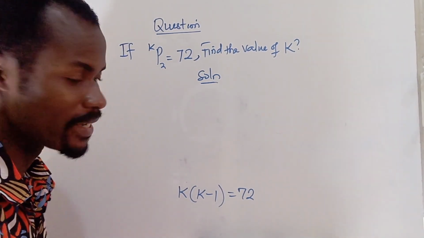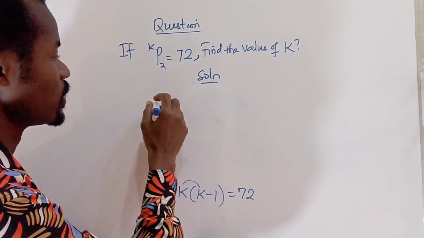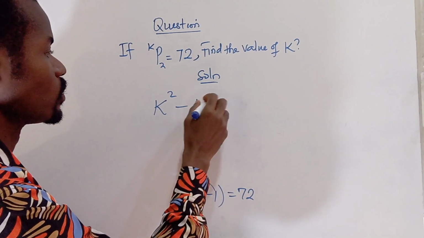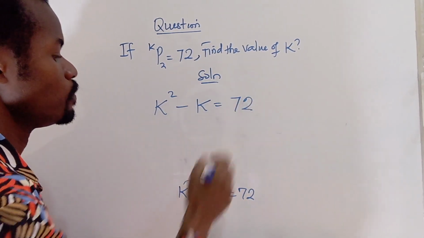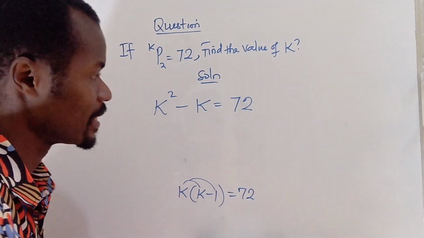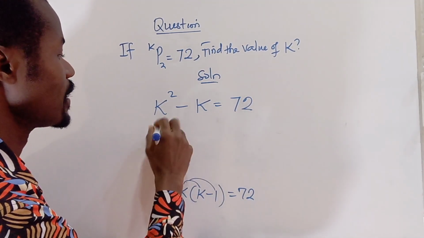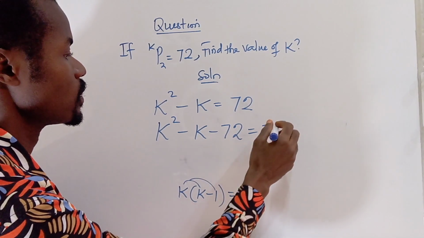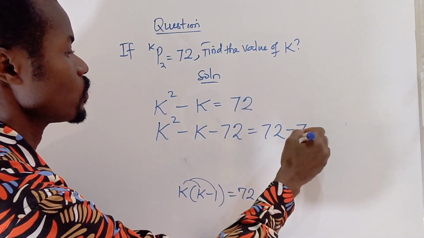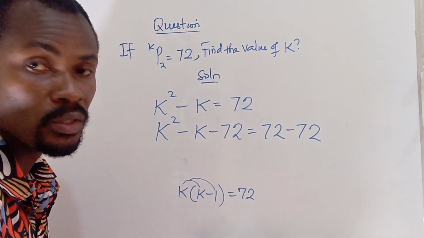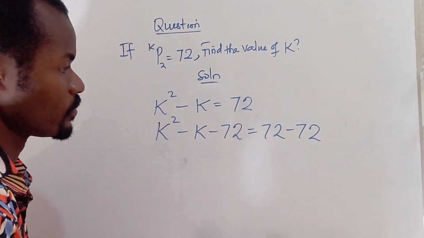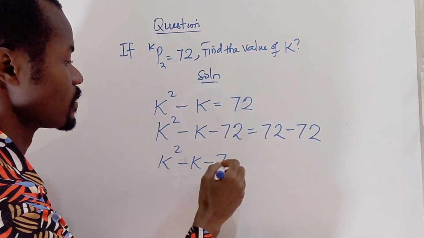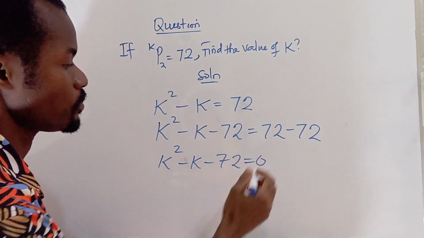So expanding the bracket, we have k multiplied by k, which is k squared, and k multiplied by minus 1, which is minus k, equals 72. Now, what's our next step? We are going to subtract 72 from both sides. So I have k squared minus k minus 72 is equal to 72 minus 72, which gives us 0 on this side. So we have k squared minus k minus 72 is equal to 0.